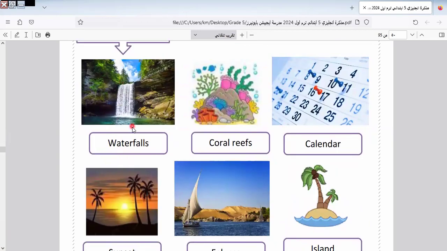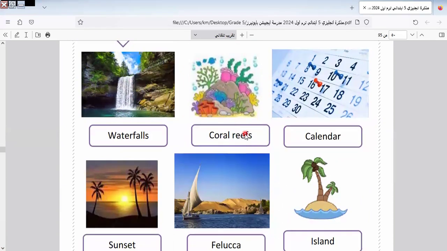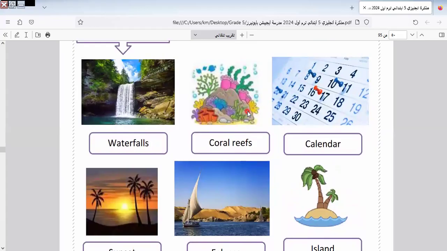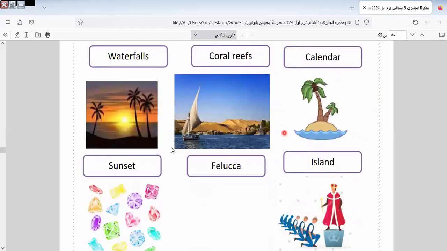Here we have waterfalls. This is called waterfalls. I think we see waterfalls in El Fayoum also. Here are coral reefs. Where do we see coral reefs? In the Red Sea. When we go to the Red Sea, we see coral reefs. This is a calendar. If you go to the mobile phone, we see a calendar. Search for calendar on your phone, you can see it. Here is sunset.